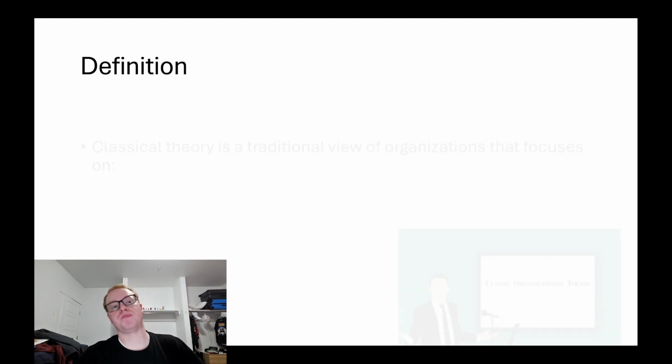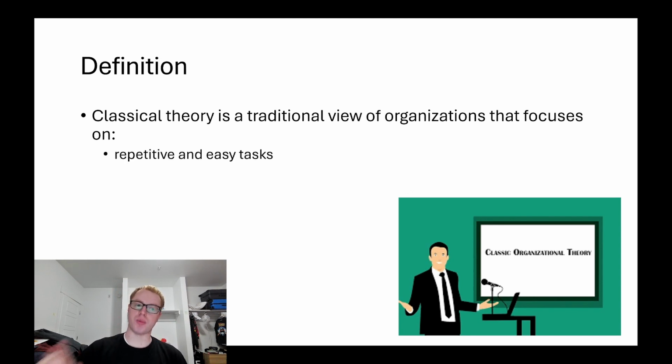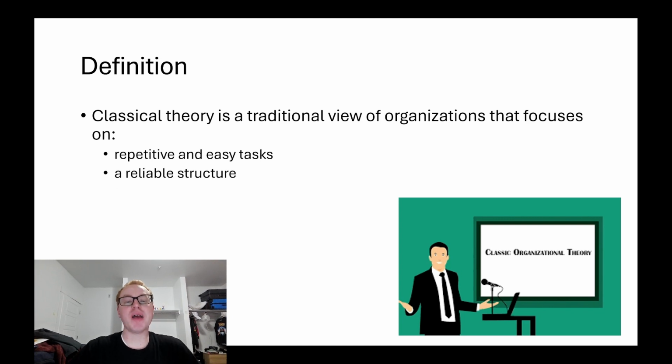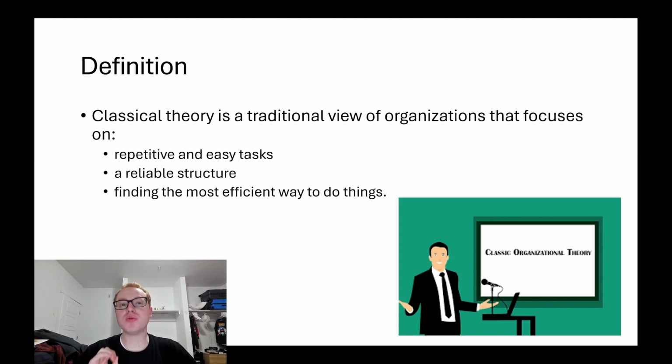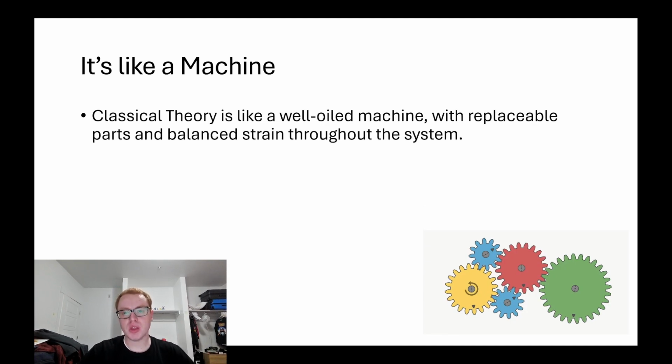First, the definition. Classical theory is a traditional view of organizations that focuses on three main things: repetitive and easy tasks, reliable structure, and finding the most efficient way to do things. It's like a machine, in that it has replaceable parts and a balanced strain throughout the system.